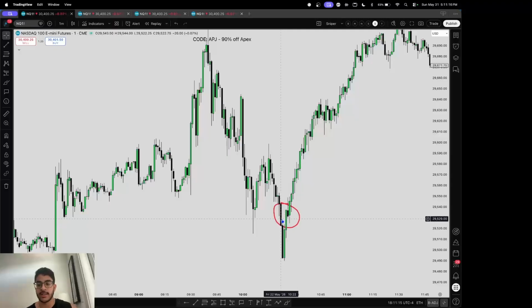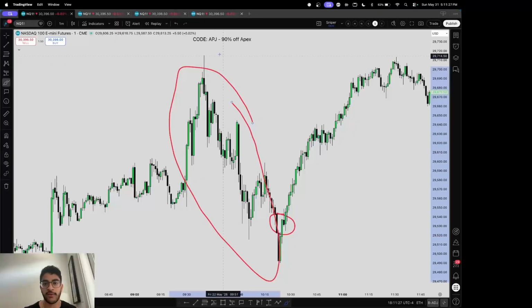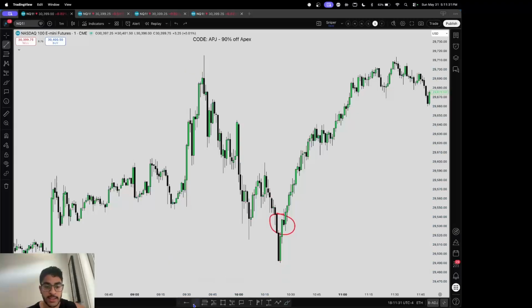What happened on this day? This is Friday, May 22nd, a little over a week ago. You guys know I only trade the New York morning session for the most part. Every now and then I'll take an afternoon trade, but I love the morning volatility, right? Market sold off on this day, Friday, May 22nd. We sold off and we swept sell side liquidity. Very obvious sell side liquidity sweep right here.